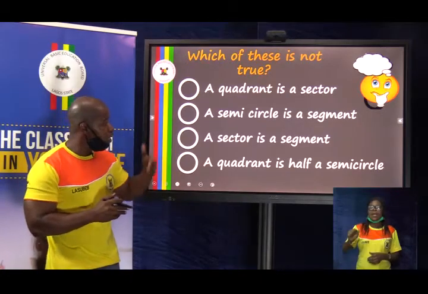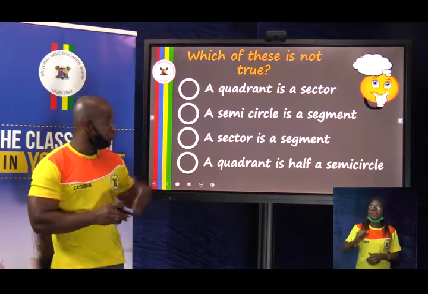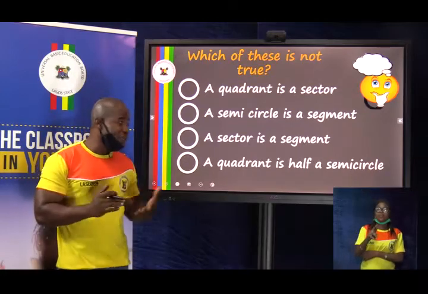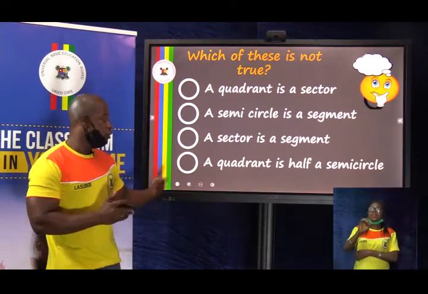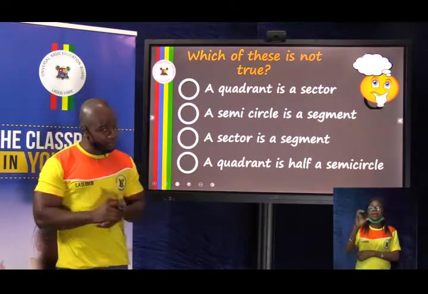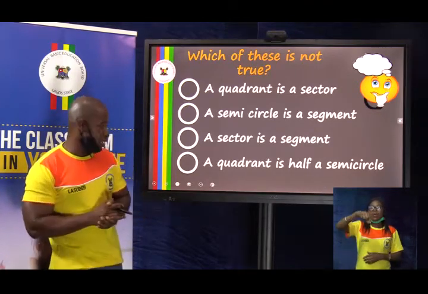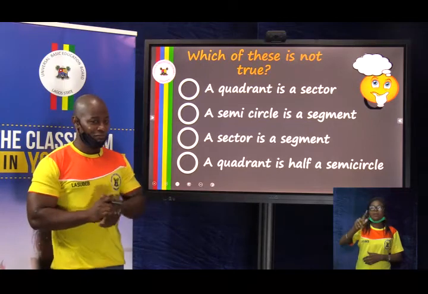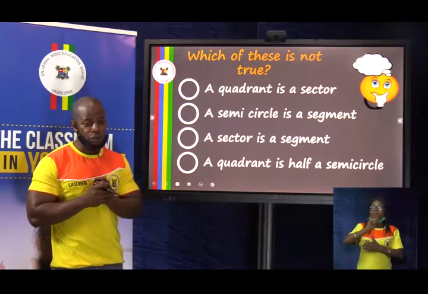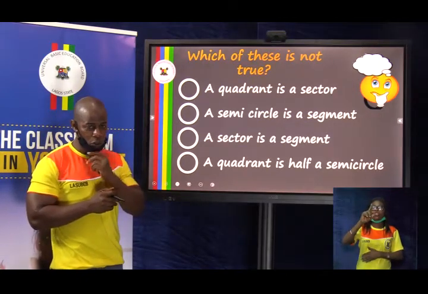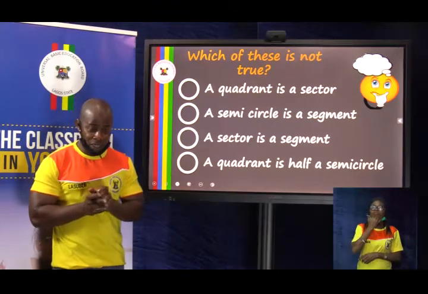The first statement says, a quadrant is a sector. Second one says, a semicircle is a segment. Third one says, a sector is a segment. And fourth one says, a quadrant is half a semicircle. One of them, just one of them, is not correct. We found the answer.